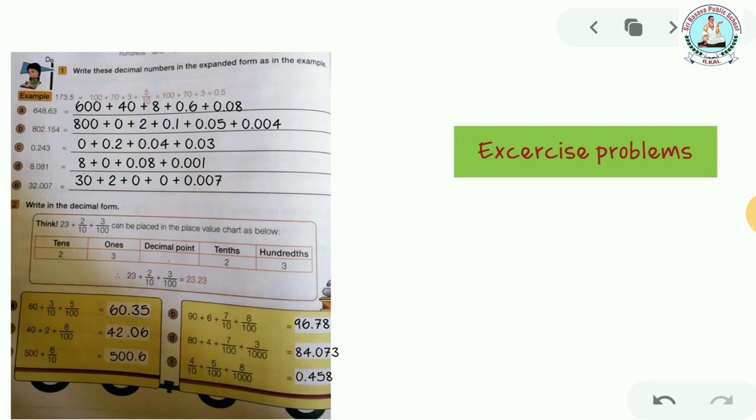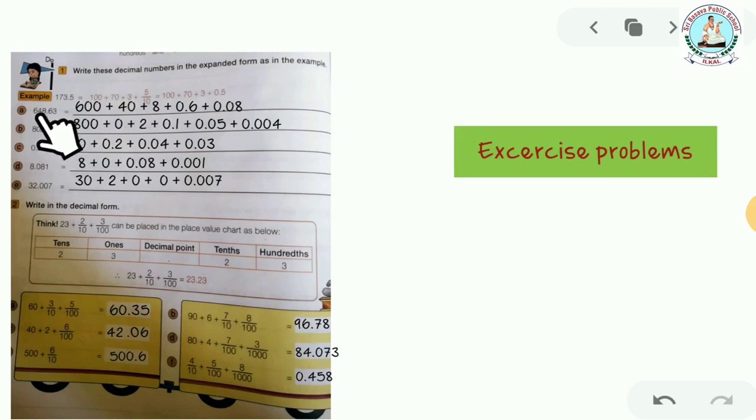Let us move on to the exercise problems of the page number 82. So your first main is write these decimal numbers in expanded form as in the example. So one example is solved here, that is 173.5, and the place value of 1 is 100, the place value of 7 is 70, and the place value of 3 is 3, place value of this 5 is 0.5.